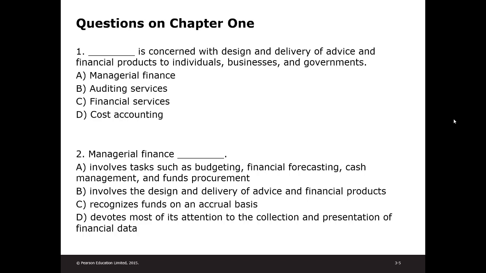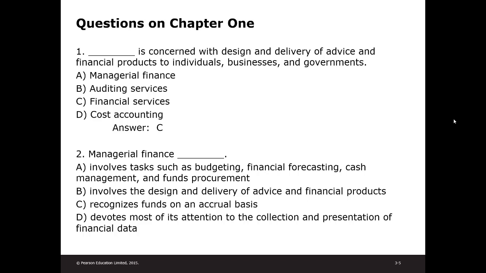Which of the following is concerned with design and delivery of advice and financial products to individuals, businesses, and governments? Managerial finance, auditing services, financial services, or cost accounting? The answer, of course, will be C, because managerial finance only focuses on the internal finance of the companies, neither the businesses nor the government. And auditing services and cost accounting are not related to finance.